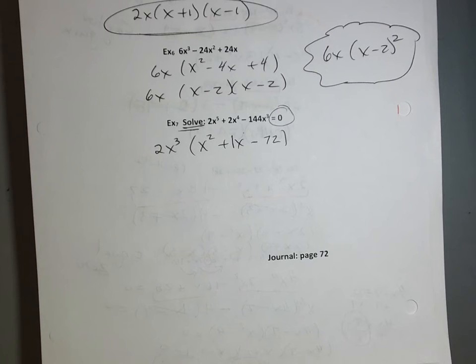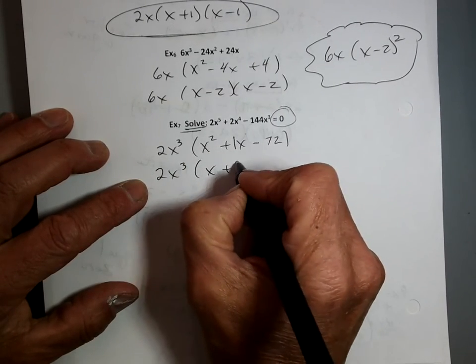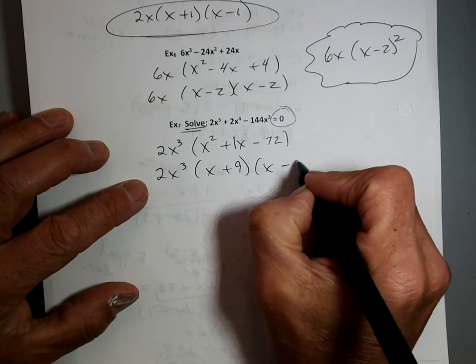Can this be factored again? I heard it, yes. What are the multiples? What times what makes 72? Does anybody know? 8 and 9. There you go, 8, 9. 9 would be a plus. Yep. So 2x cubed, x plus 9, x minus 8 equals 0.